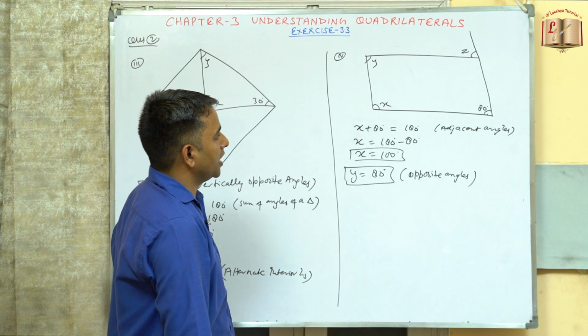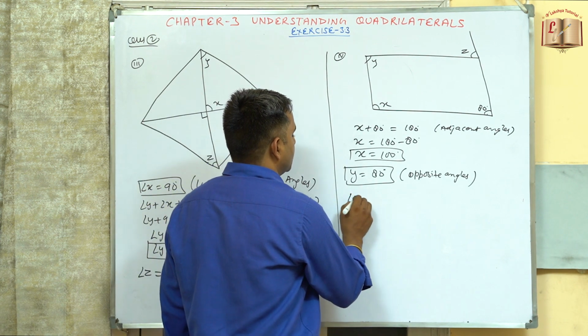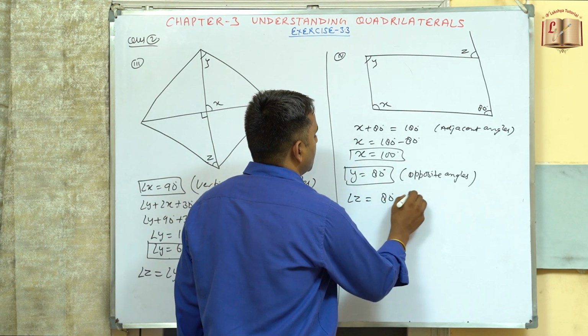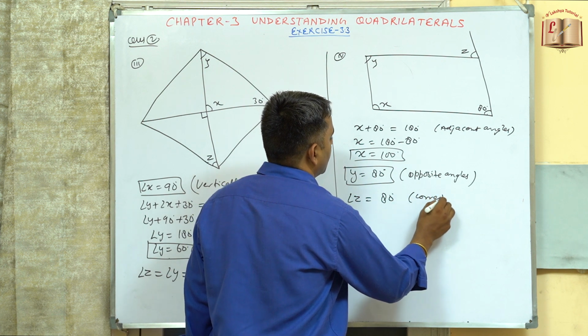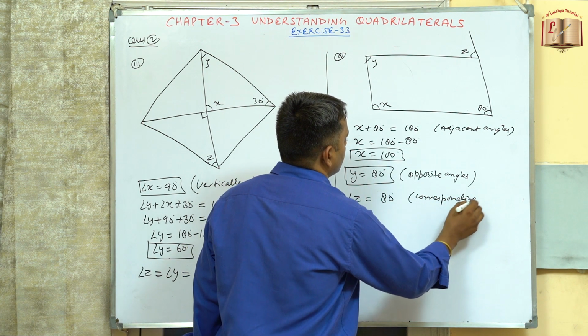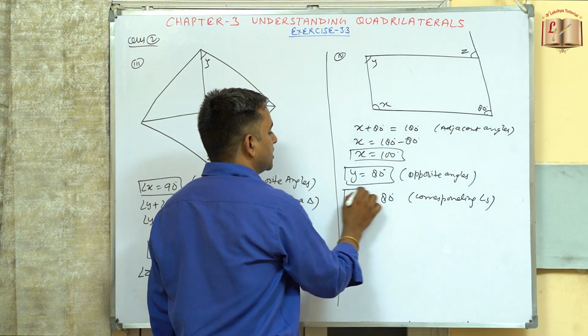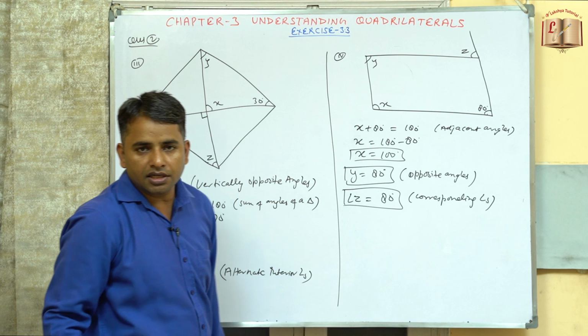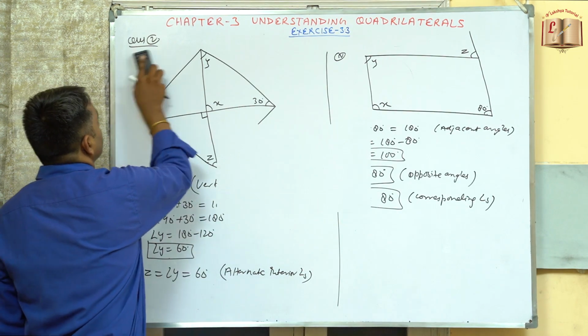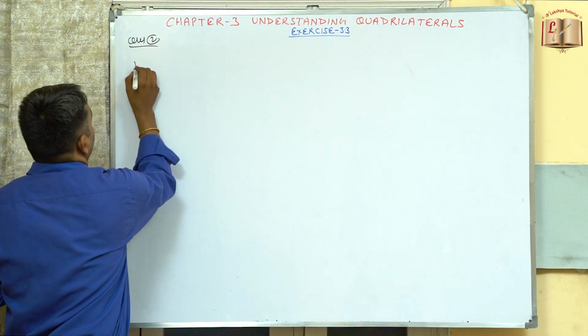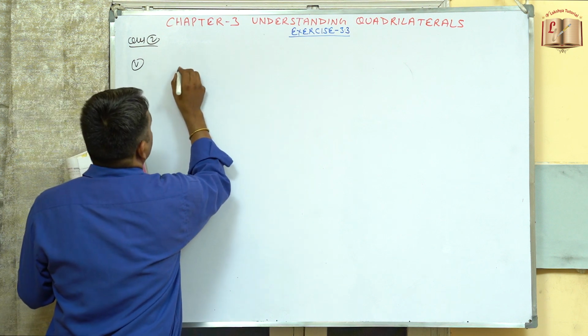Now we need to find out angle z. So angle z will be equal to 80 degree. So these are corresponding angles. This angle and this angle, they are the corresponding angles. So we got angle z as 80 degree. Now coming to the fifth part of this.